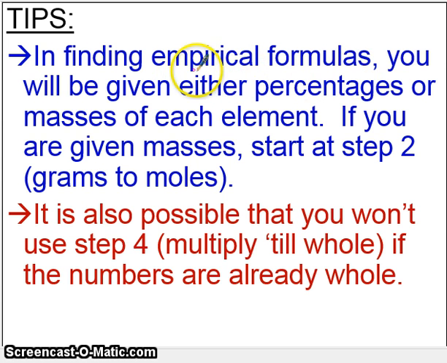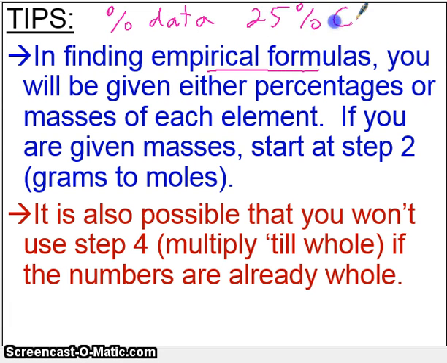And empirical formulas, remember, are formulas that come from experimental data, usually from percent data. So if you have, for example, a compound that consists of 25% carbon and, you can say, 75% oxygen, what you could do is take this and find the empirical formula, which was the most reduced version, or the ratio of the two elements.